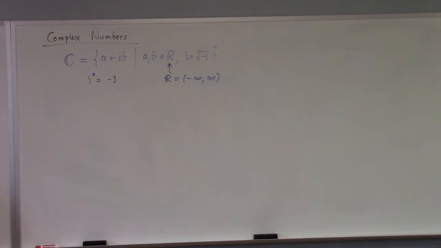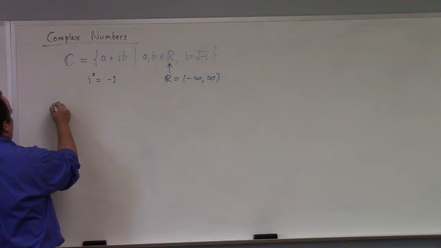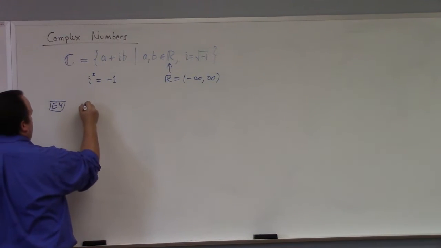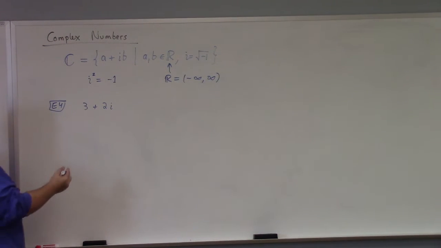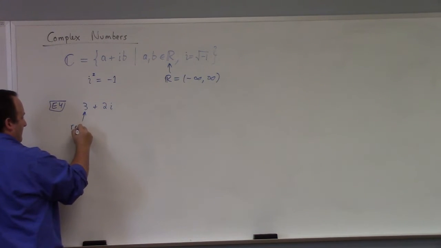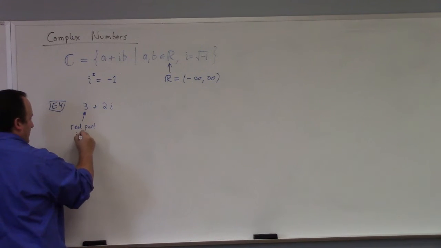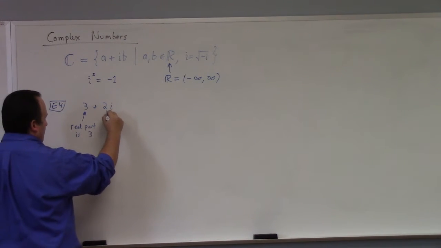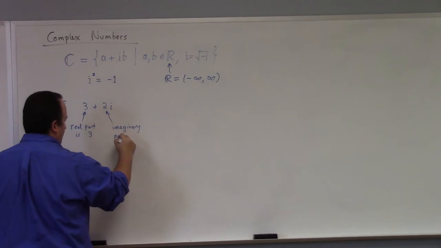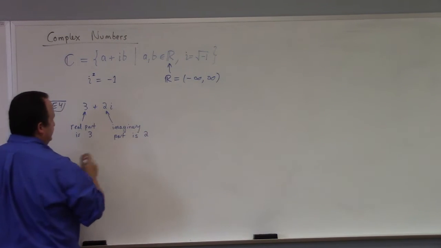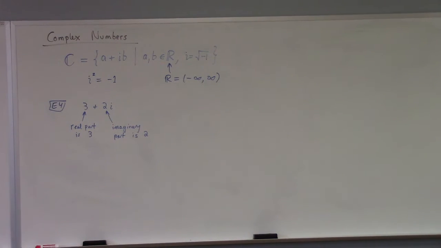Every complex number can be defined by talking about its real part and its imaginary part. All right, so for example, if I had, say, 3 plus 2i, okay, this is a complex number. The real part is 3. The imaginary part is 2. So if you give me a real part and an imaginary part, then I can give you a complex number.